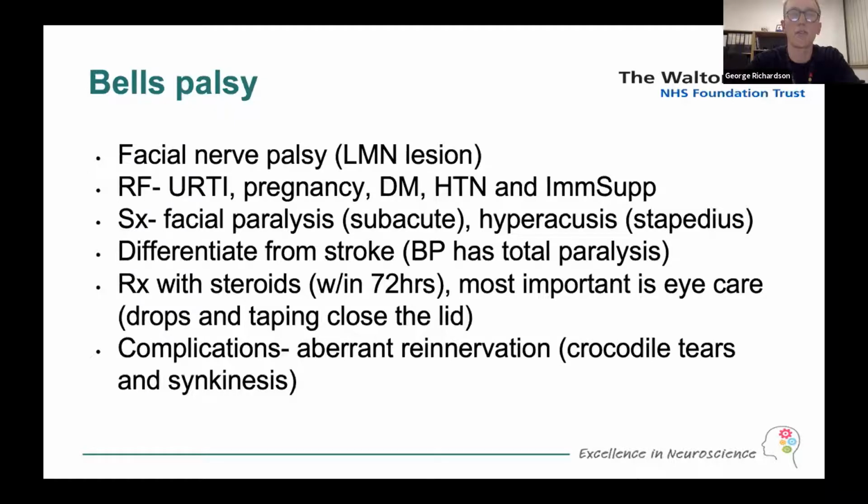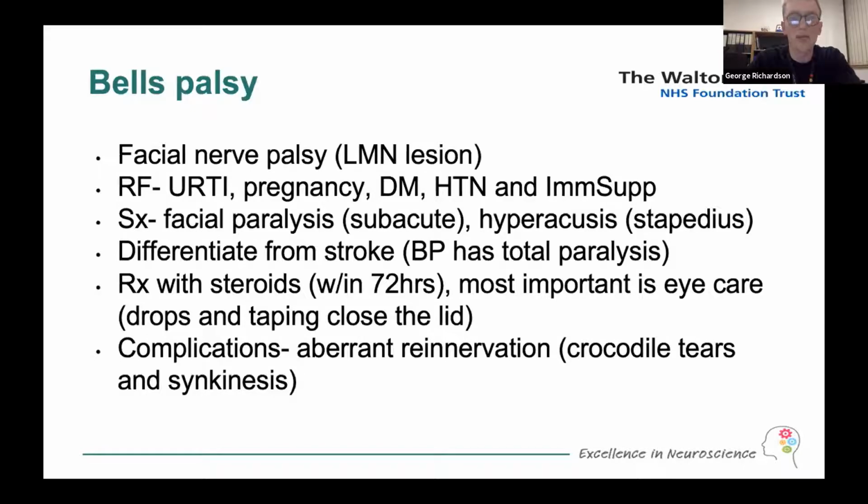And steroids are important, but the most important thing with these patients is to actually consider eye care and making sure that at night the eyelids are taped down, they've got drops for the eye, because obviously if the eye gets damaged while the patient can't control it, then that's going to be something that could actually end up being worse than the Bell's palsy in and of itself.